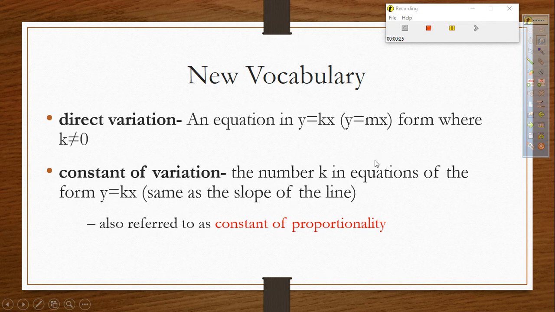It is the same as the slope of the line. This is also referred to as the constant of proportionality. Some other terms that you may hear interchangeably here are direct variation or varies directly. That's the same thing as your constant of variation and your constant of proportionality.